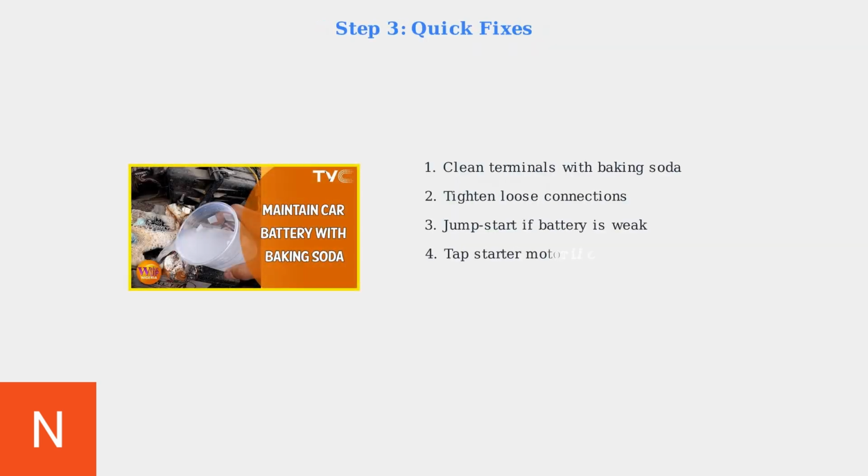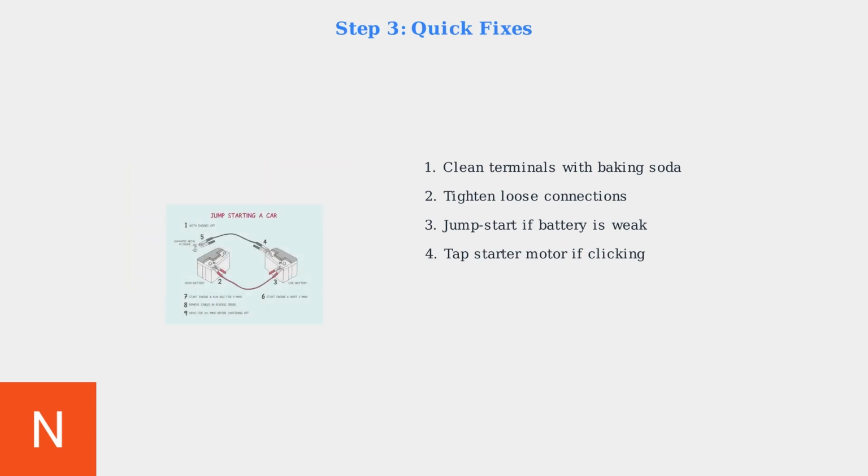For immediate roadside fixes, start by cleaning corroded battery terminals with a baking soda solution. This neutralizes acid buildup and improves electrical contact. If the battery is weak, jump-starting can get you mobile again. Connect the cables in the correct order, positive to positive, then negative to ground.